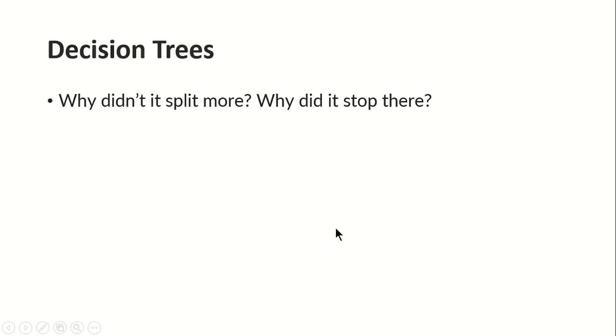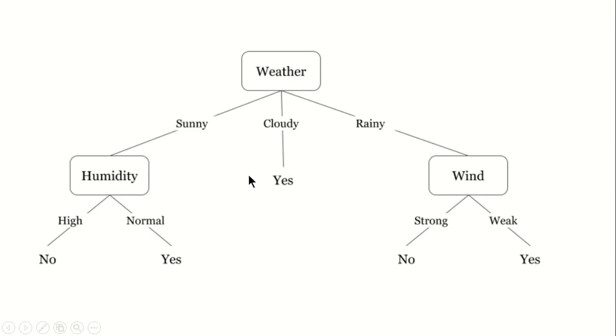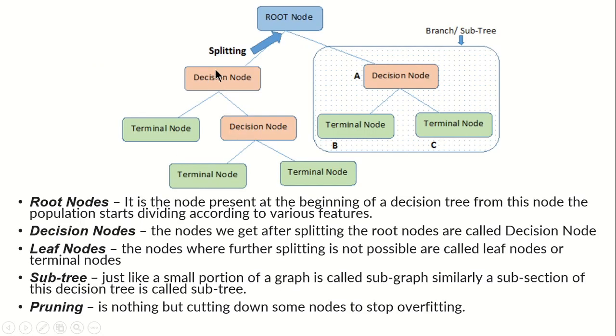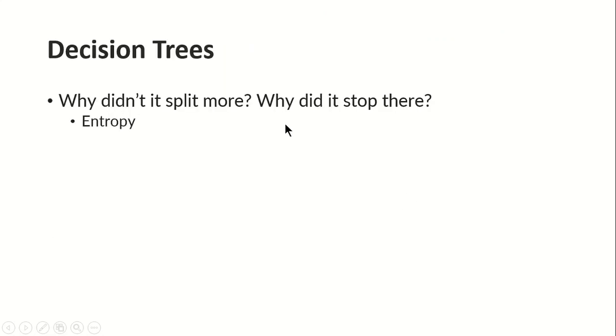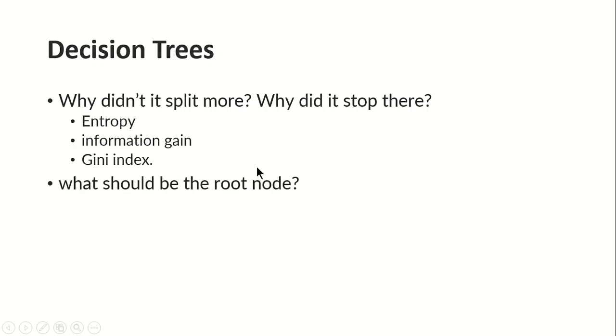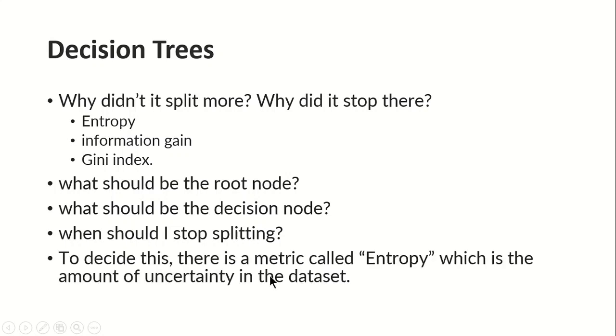Why didn't we split more, or why did it stop there? We have to find out when to stop this splitting. We go on splitting like this: that is a decision node, here we got a terminal node, and here we have another decision node. So how deep can we go in this decision tree? How do we find it out? The depth of the tree, or how long we have to split, is based on the parameters entropy, information gain, and Gini index. What should be the root node, what should be the decision node, and when should I stop splitting? To decide all these things, we should know the entropy, which is the amount of uncertainty in the data set.